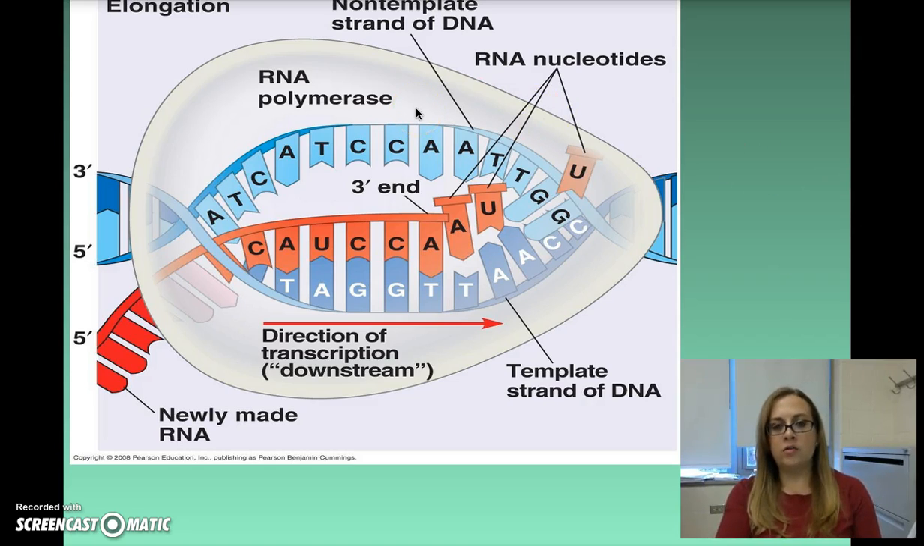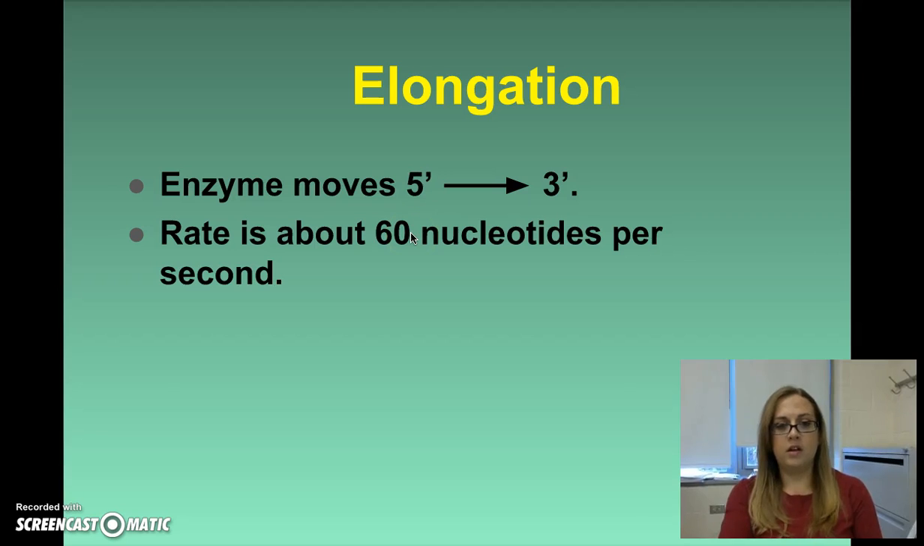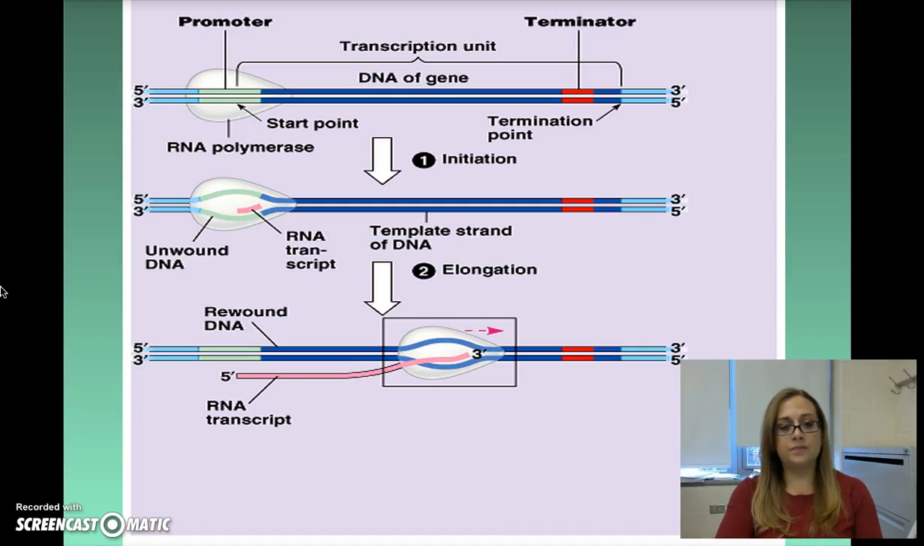So again, we got caught up with this with replication. On the parent strand, you can see the enzyme is moving in this direction, so it's starting at the 3' area and moving in the 5' direction, and then the RNA that's being made is being made in the 5' to 3' direction. All right, and this happens pretty quickly. About 60 nucleotides per second are going to be added to this growing RNA transcript.